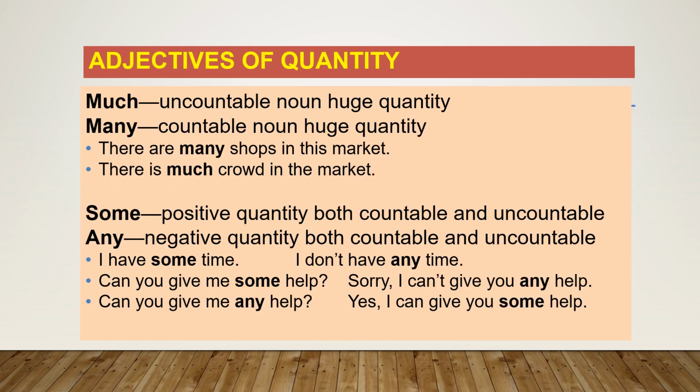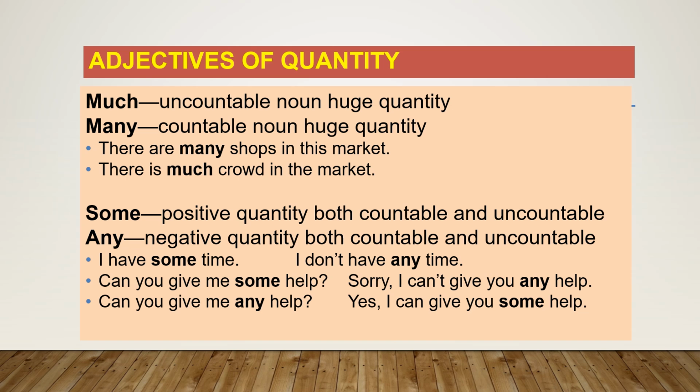Much is an adjective of quantity which is used for uncountable nouns in huge quantity. Many is for countable nouns, again huge quantity. Examples. There are many shops in this market. Shops, countable noun, you're saying many. That means the number is more. There is much crowd in the market. Crowd, uncountable, so you are saying large amount, therefore you're saying much.